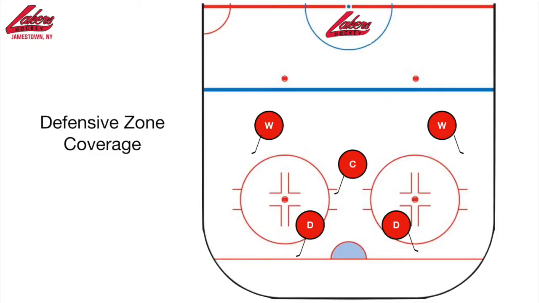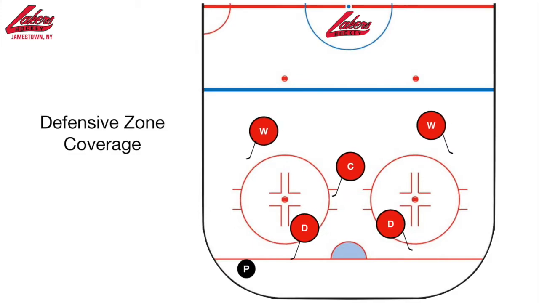D-zone coverage, we're going to have 5 players defensively in front of our goaltender. We're going to have 2 wings, a center, and 2 defensemen. So when the puck enters the zone, we immediately have to make our decisions where we're going to be. And this is the way, when the puck is on the boards, how we should be configured.